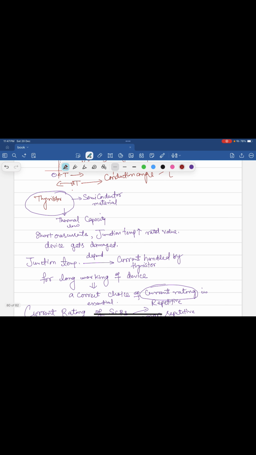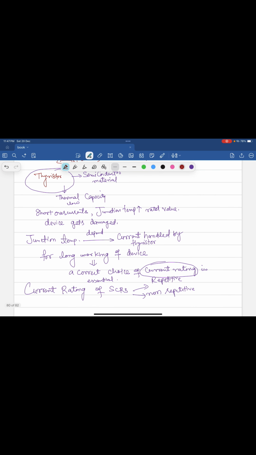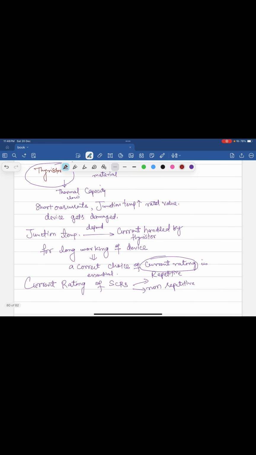So here what we conclude is that the junction temperature depends upon the current handled by the thyristor. If the current handled is much higher than the rated value, then the junction temperature rises very fast. For longer working of the device, a correct choice of current rating is essential, so we must focus on the current rating of the device.